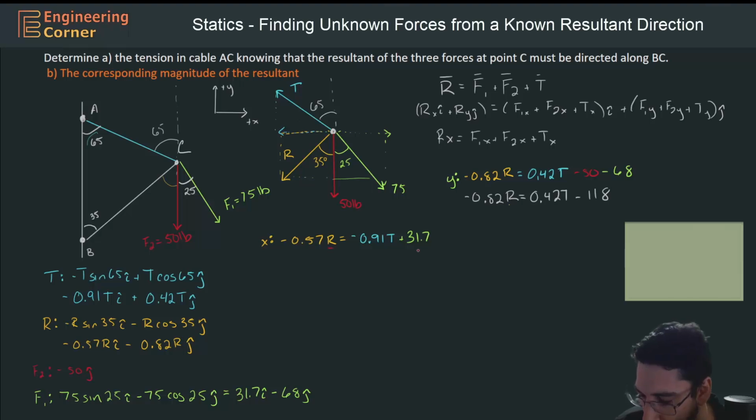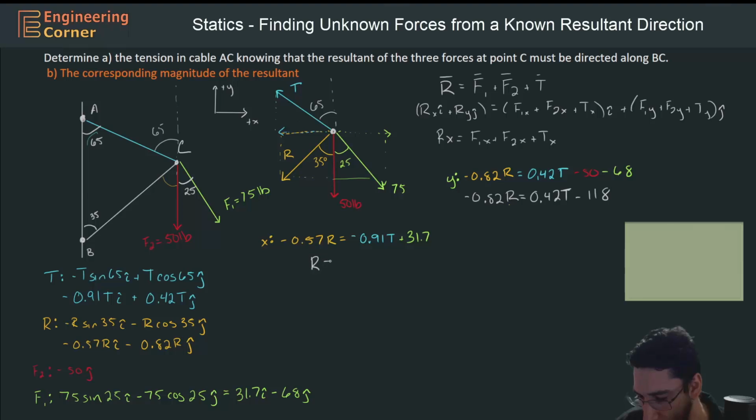Okay, so now I have two equations and I have two unknowns. I have my r and my t. So what I can do is solve one of my equations for r, or t, and plug it into the other. In this case, I'm going to solve for r, so I can solve for t, or part A, first. So let's just solve this for r.